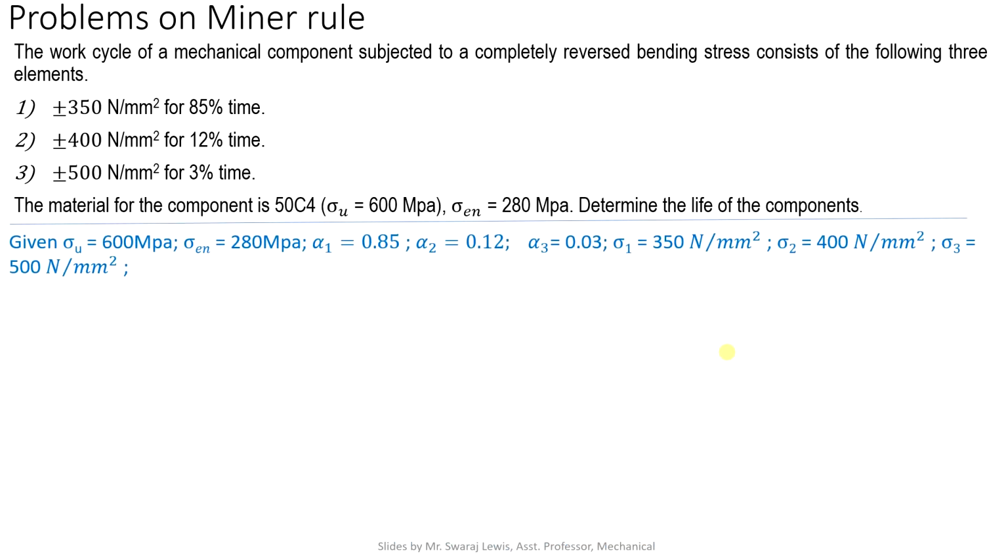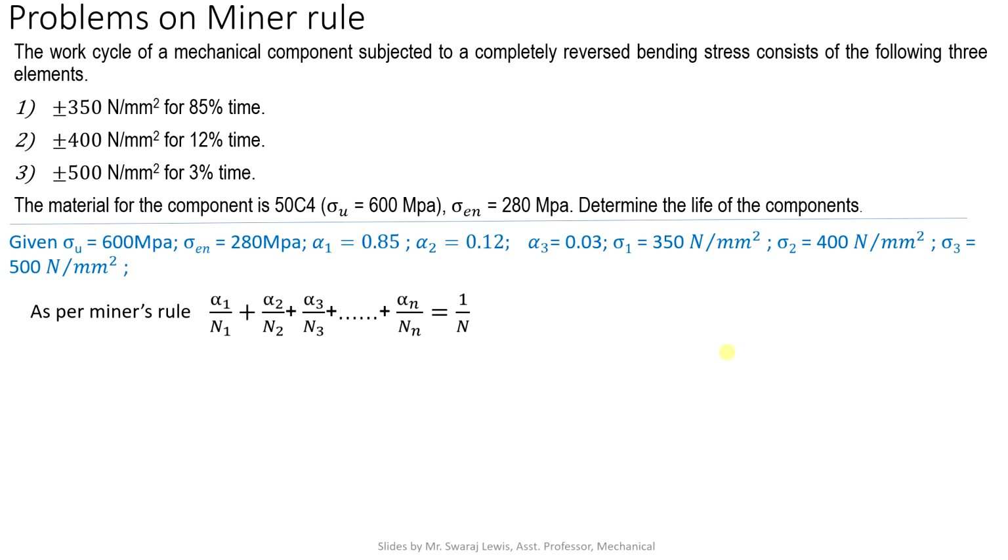That is, given sigma ultimate equals 600 megapascal, sigma endurance equals 280 megapascal, and they have given three different times, and we are going to consider total time as 100% or 1. Therefore alpha 1 equals 0.85, alpha 2 equals 0.12, alpha 3 equals 0.03, and corresponding stress sigma 1 equals 350 Newton per mm square, sigma 2 equals 400 Newton per mm square, and sigma 3 equals 500 Newton per mm square. So we are going to write Miner's rule first.